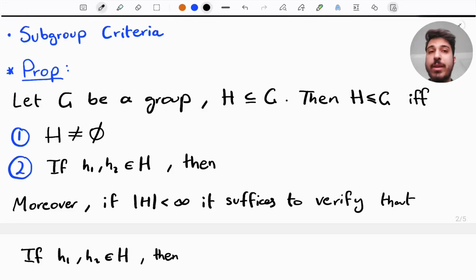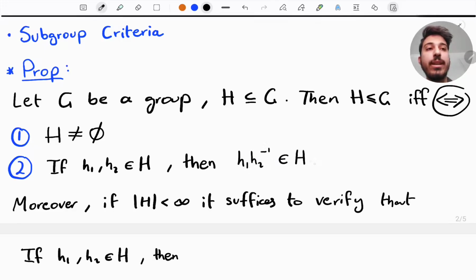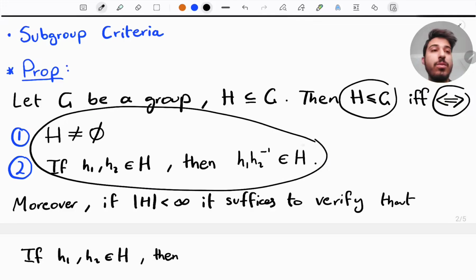Let G be a group, H a subset of G. Then H is a subgroup of G if and only if, so a double implication, H is a non-empty set, and if H1 and H2 are two elements in H, then H1 times H2 inverse is also an element in H. So by just proving these two statements, we have successfully proved that H is a subgroup of G, and moreover, if H is a subgroup of G, then we can deduce that we have these two properties.